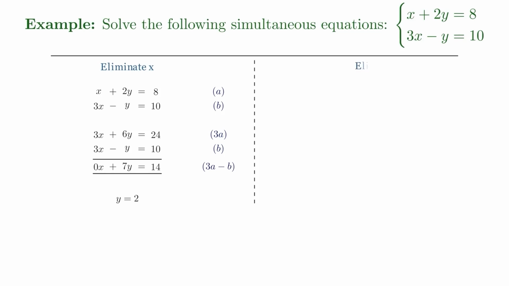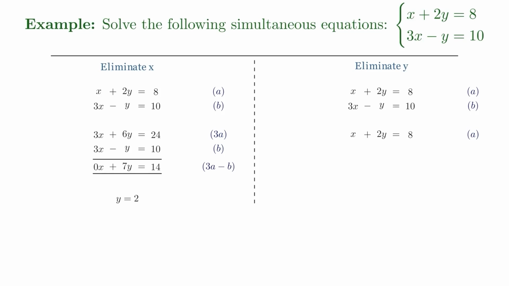So now I want to eliminate the y's. Starting with the same two equations, labeling them equation A and equation B. Comparing the y's, I notice now that the second equation has 1y and the first equation has 2 y's. So to get the same number of y's in both equations, I'm going to double equation B. I'm going to leave equation A as it is.